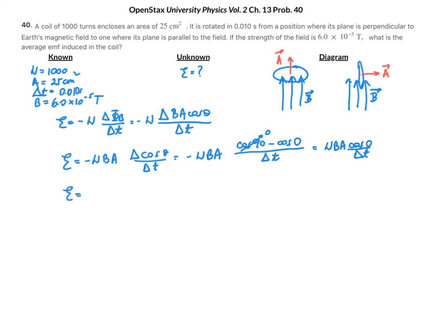So now let's plug in our numbers. N is 1000, B is 6 times 10 to the negative 5 Tesla, area is 25 times 10 to the negative 4th square meters, cosine 0 is 1, divided by delta T, which is 0.1, and we end up with 15 millivolts. So there will be 15 millivolts induced in the coil.